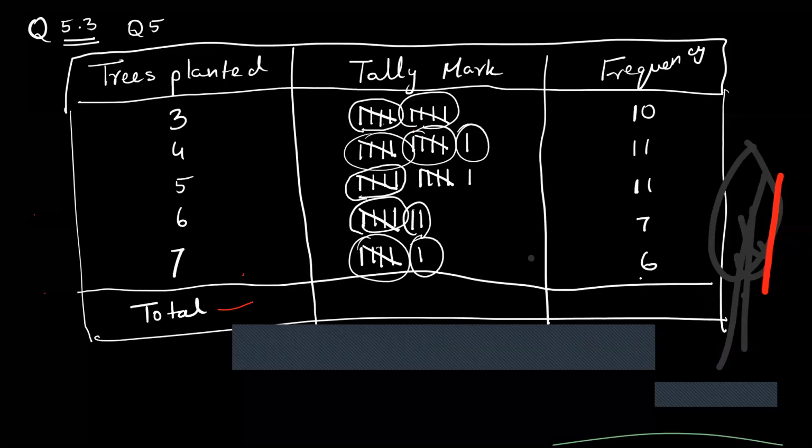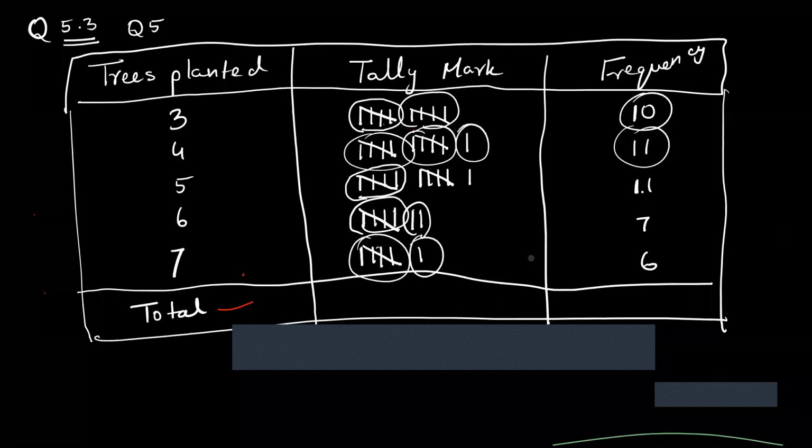Can you add and tell me how much the total is, Tanish? 39? Just check again. 45, yes. So 10 plus 11 is 21. 21 plus 11 is 32. 32 plus 7 is 39. Plus 6 is 45. For total, there is also a symbol which looks like this. And if I want to write F for frequency, this means the total of frequency is 45.